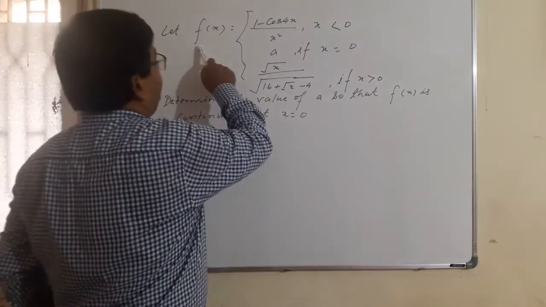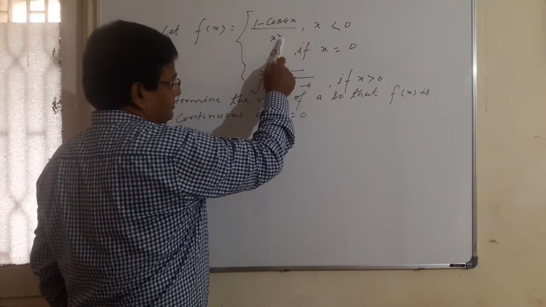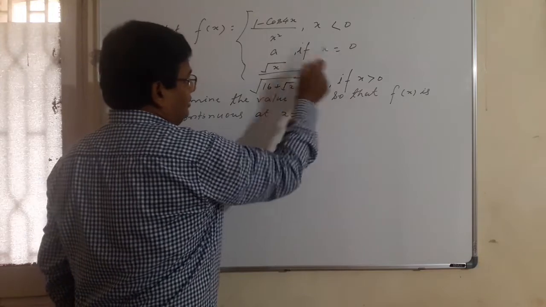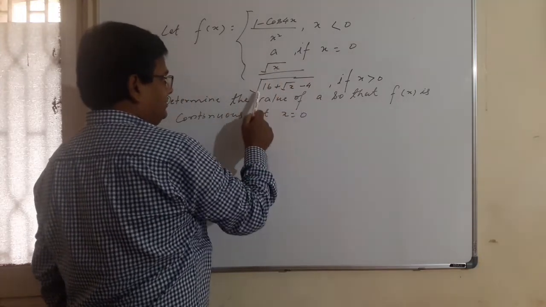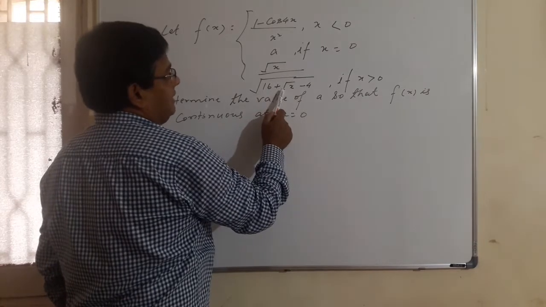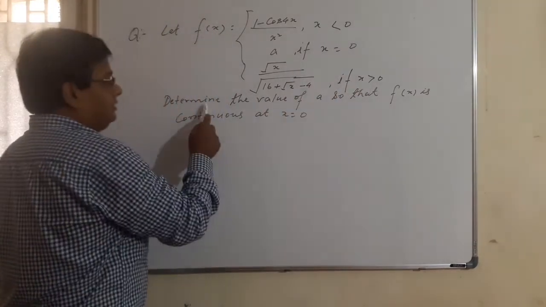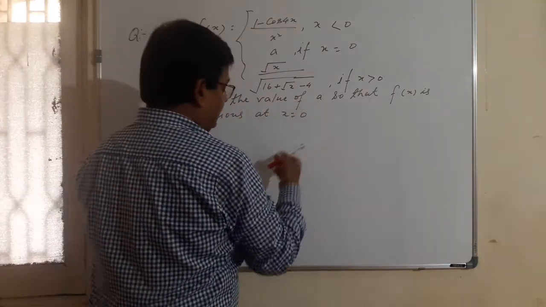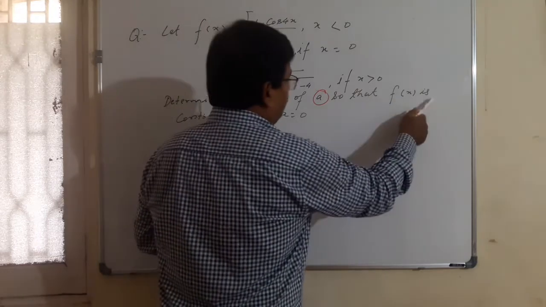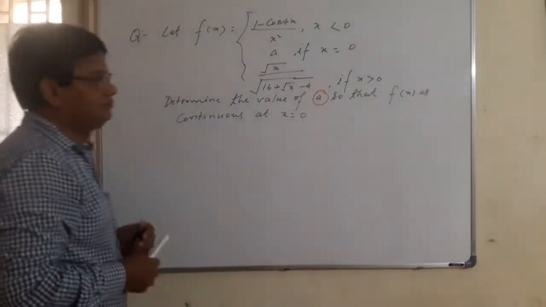Let f(x) be equal to (1 minus cos 4x) divided by x square if x is less than 0, a if x equal to 0, and root x divided by (square root of (16 plus root x) minus 4) if x is greater than 0. Determine the value of a. You have to find the value of a so that function f(x) is continuous at x equal to 0.